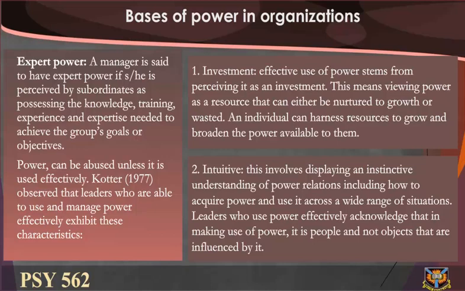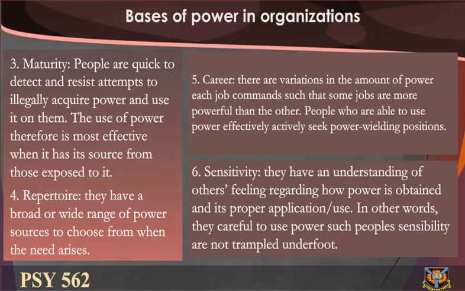An individual can harness resources to grow and broaden the power available to them. 2. Intuitive. This involves displaying an instinctive understanding of power relations, including how to acquire power and use it across a wide range of situations. Leaders who use power effectively acknowledge that in making use of power, it is people and not objects that are influenced by it. 3. Maturity. People are quick to detect and resist attempts to illegally acquire power and use it on them. The use of power, therefore, is most effective when it has its source from those exposed to it.